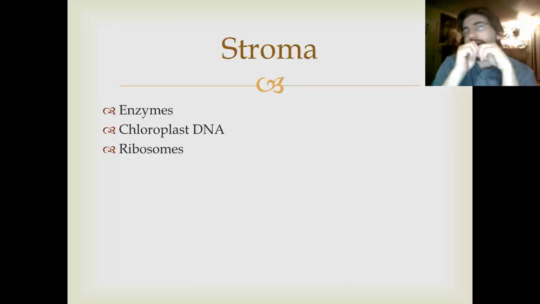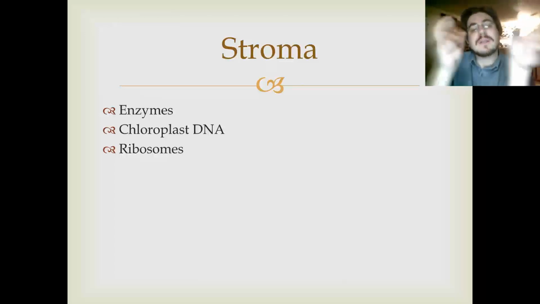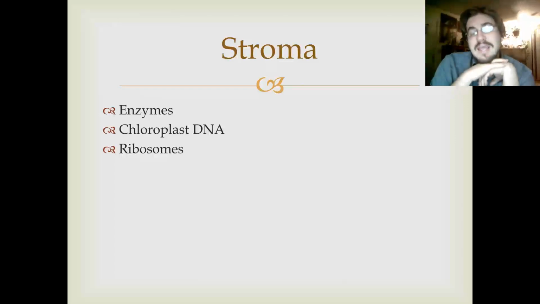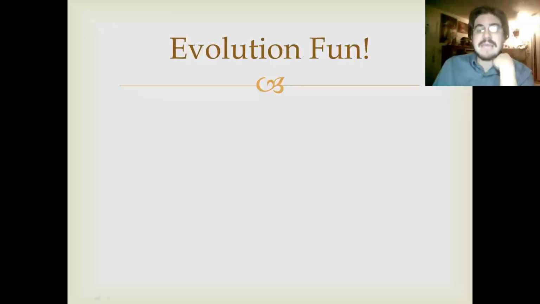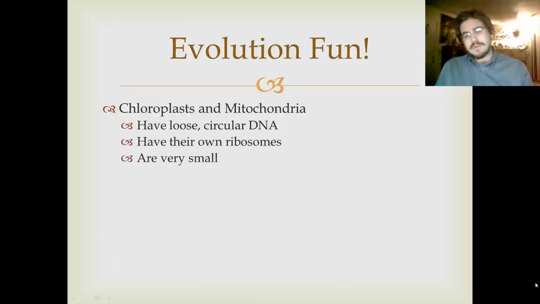Well, let's think back to one lecture video ago at the very beginning when we talked about the two basic kinds of life. What were the differences between prokaryotes and eukaryotes? Specifically DNA. That's right. The prokaryotes have circular DNA. So chloroplasts and mitochondria have loose circular DNA. They have their own ribosomes. They're very small in comparison to the cell around them. And even more interesting, they replicate on their own.